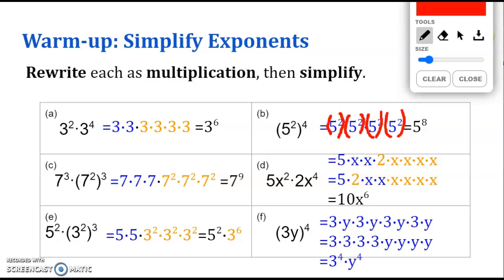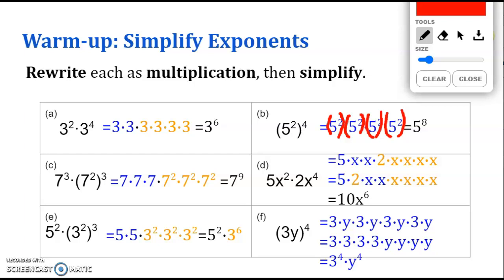What about 7 cubed times 7 squared to the power of 3? The first term is 7 times 7 times 7. The second term is 7 squared being multiplied 3 times. There are 2 of the 7s, 2, 4, 6, and then 7, 8, 9: 7 to the power of 9. Then 5x squared times 2x to the power of 4, you can expand them out, bring the two numbers together and keep all the variables together, and you get 10x to the power of 6.